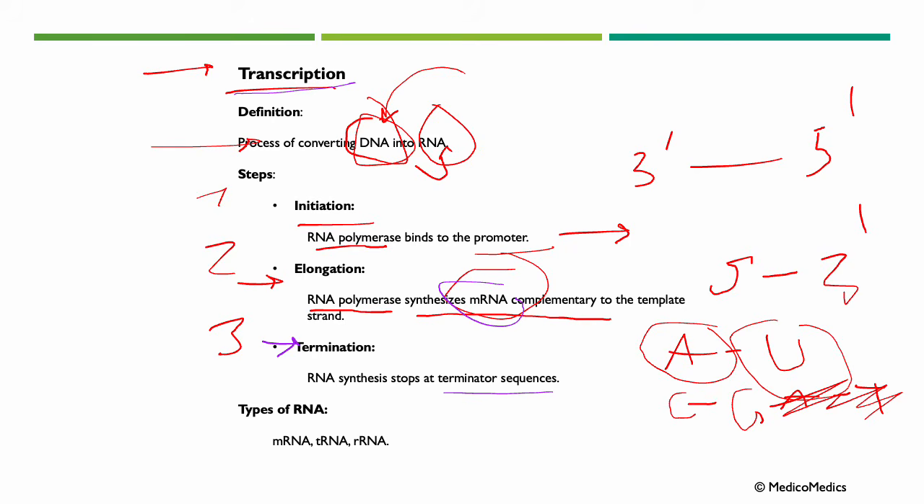Now, some key features we can mention to differentiate between bacterial and eukaryotic transcription are the following. So in bacteria, this is occurring in the cytoplasm. Okay? And mRNA is immediately translated. But in eukaryotic cells, transcription is occurring in the nucleus. And mRNA undergoes processing before translation. These processes include, for example, splicing and capping.